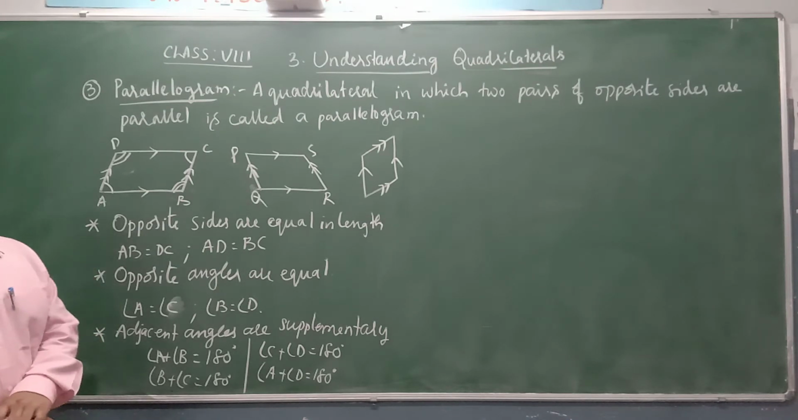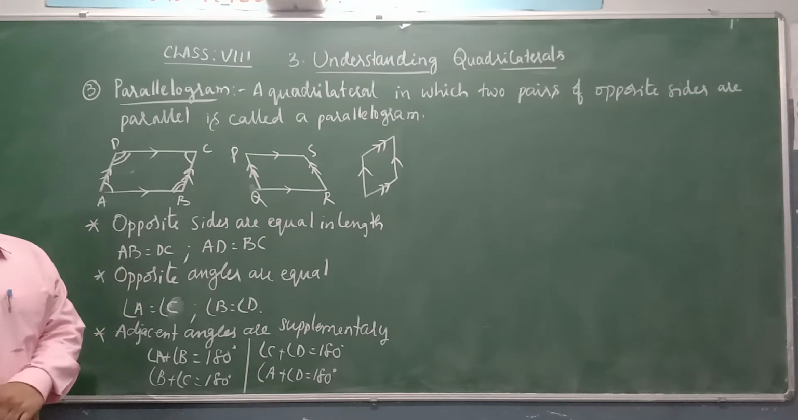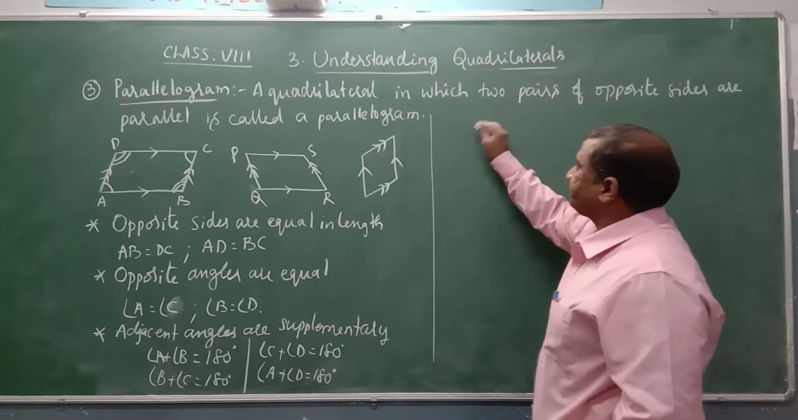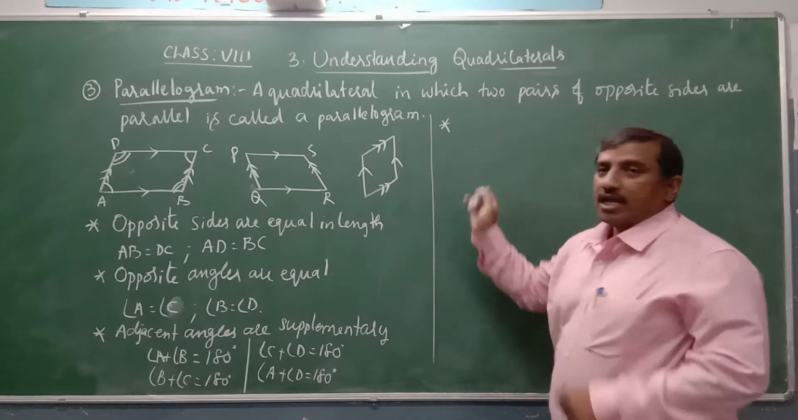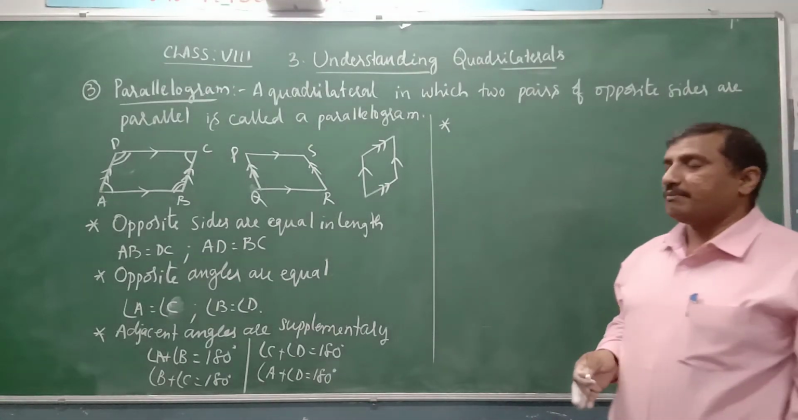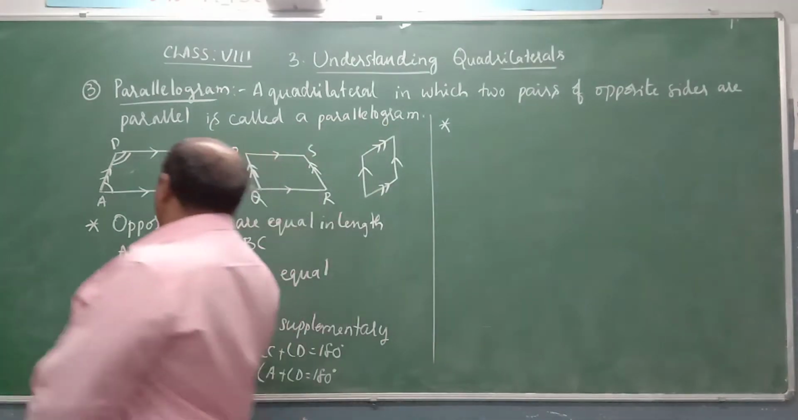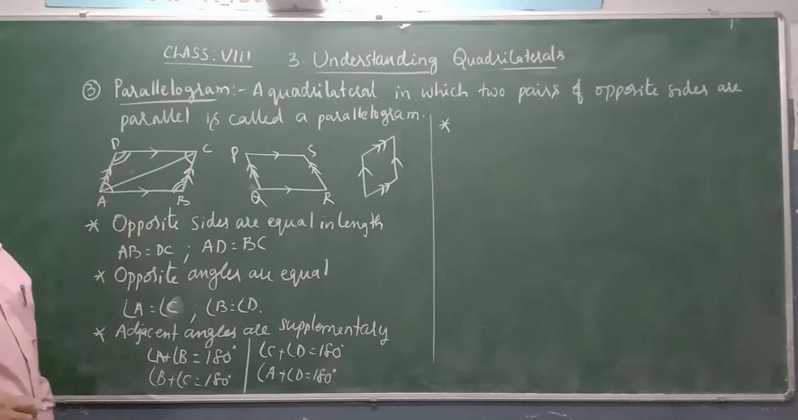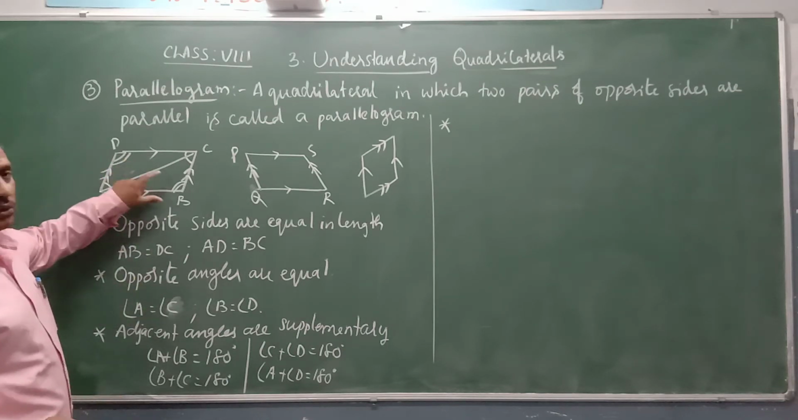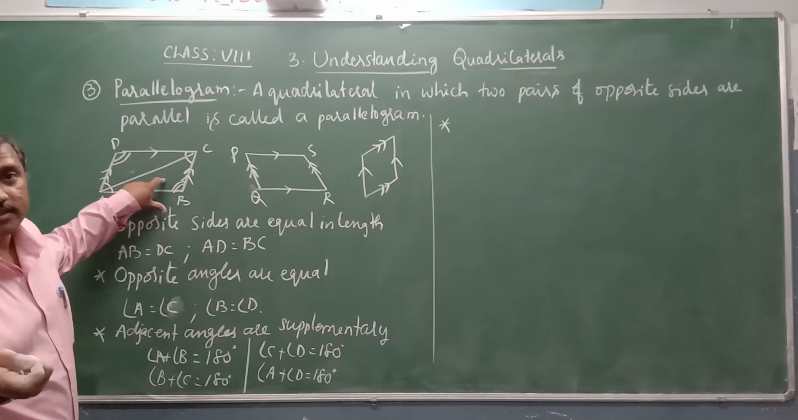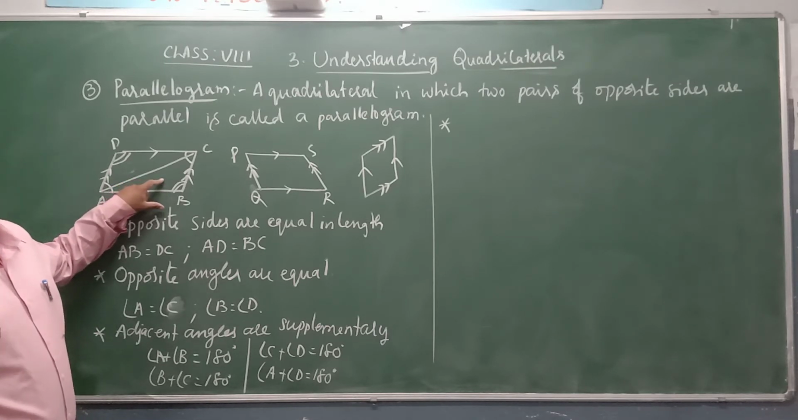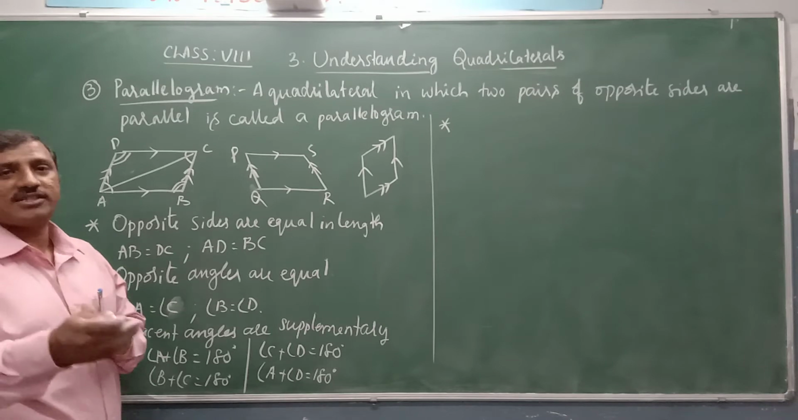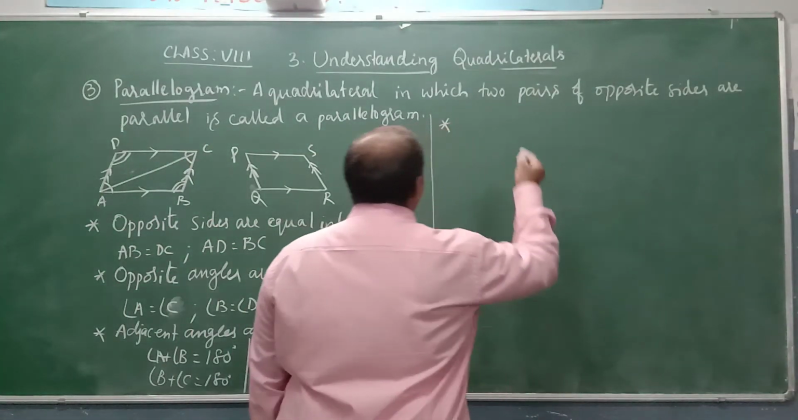Now what about the diagonals? What about the diagonal AC? The diagonal AC is dividing the parallelogram into two triangles. What kind of triangles are they? They are congruent triangles. It means they have the same size and same shape. So what is the diagonal property?